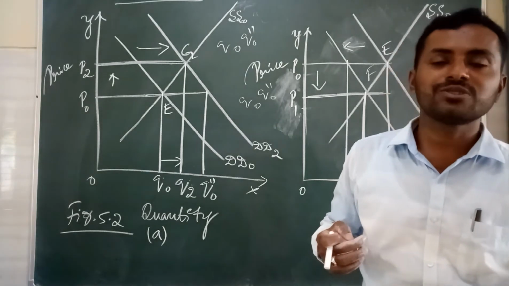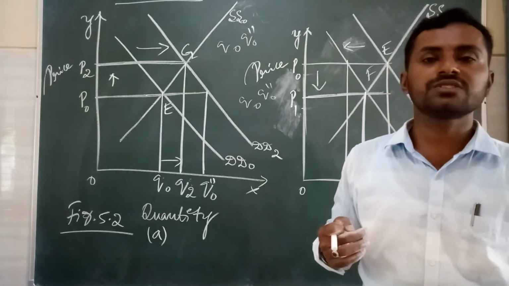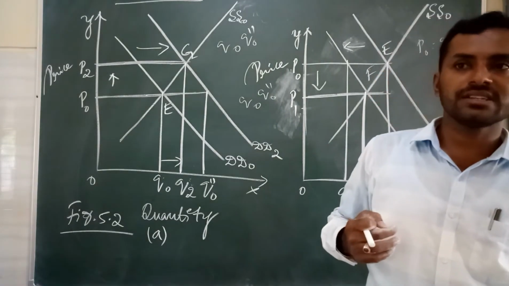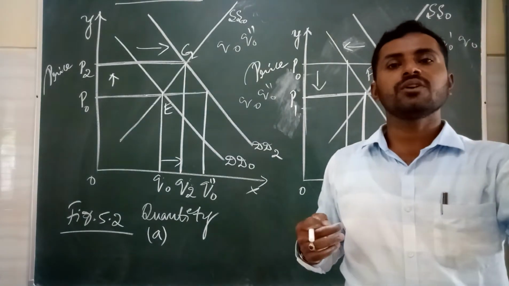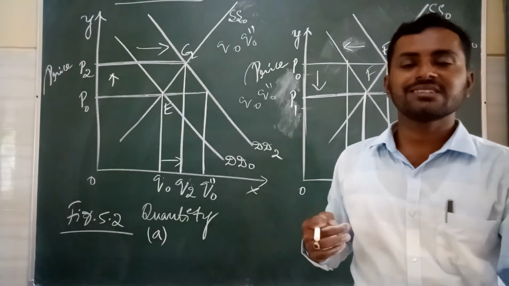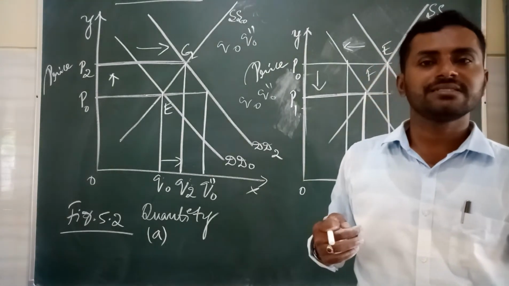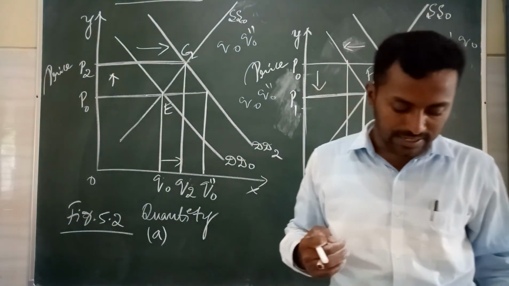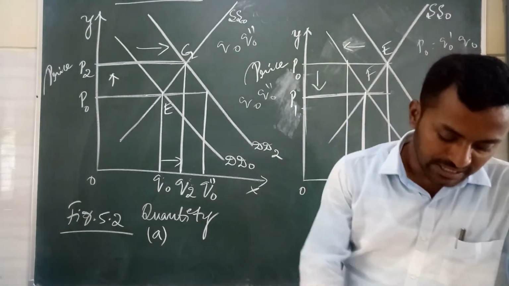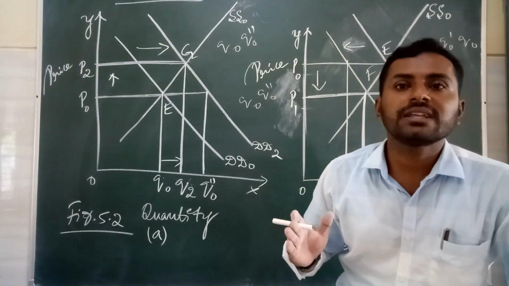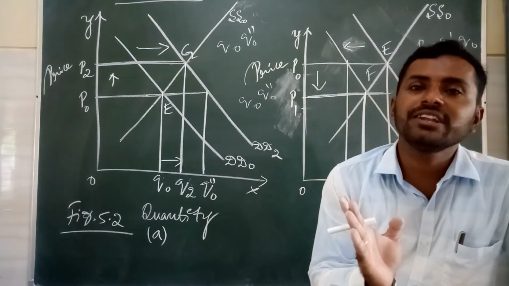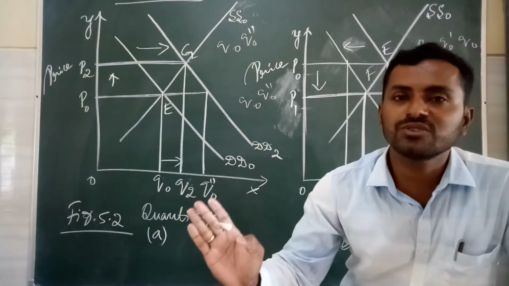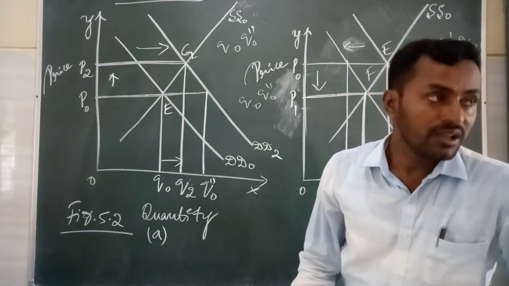Normal goods are daily used goods, like fruits, grass, vegetables. If our income increases, consumption also increases. If our income decreases, consumption also decreases. That is the example for normal goods and inferior goods. For inferior goods, the demand curve shifts leftwards. For normal goods, the demand curve shifts rightwards.